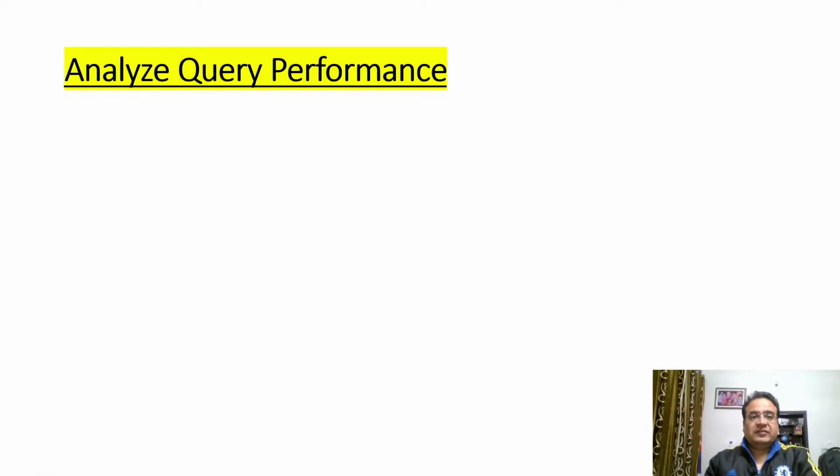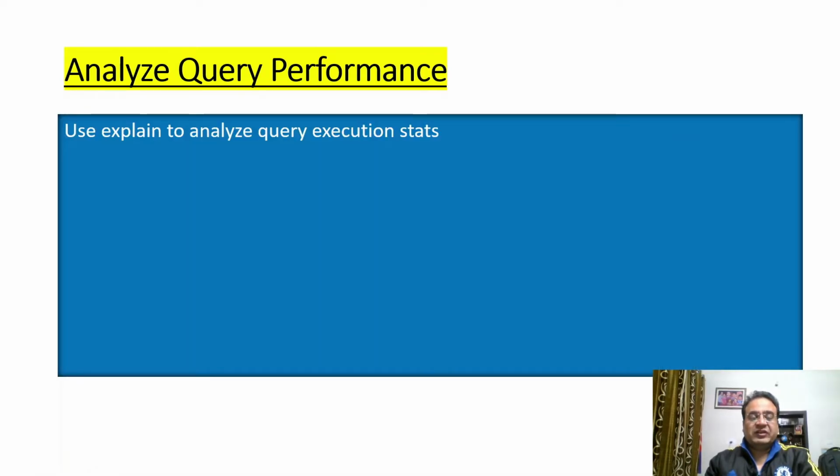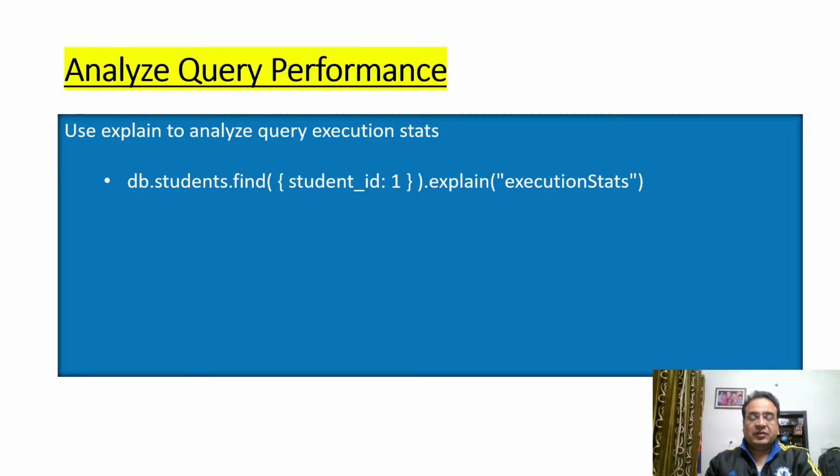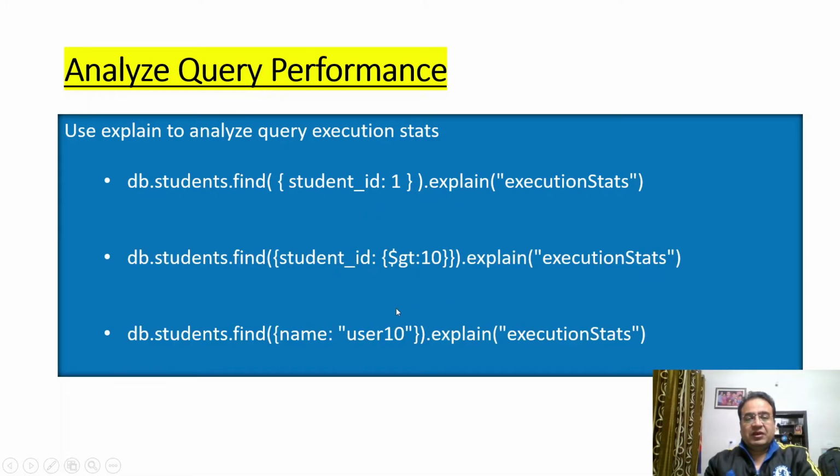Next is analyze query performance. We have seen this in the previous slide, so this is just an example of how we can measure the query performance, using explain with execution stats as an argument to explain. All these queries will result in different execution stats and different plans, such as number of docs examined versus number of docs returned. I would strongly recommend you try using this. So let us move further.